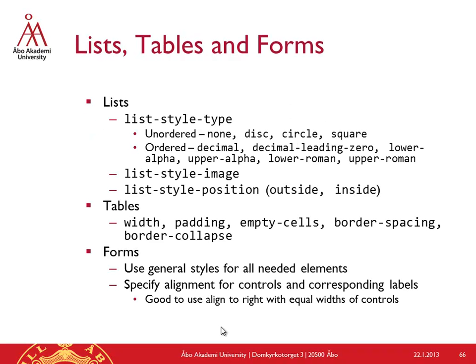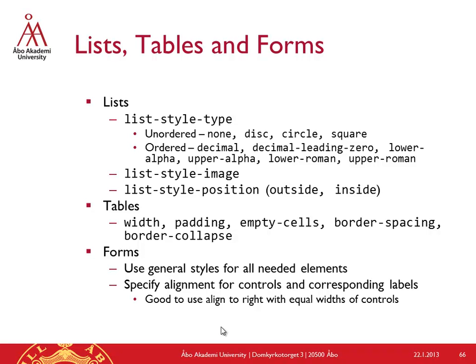With lists, tables, and forms, you can have these properties. You can specify a style for lists, or if it's ordered or unordered, you can use different values or bullets for them. Or you can specify special images for these bullets, for example. With tables, you can use these properties to specify the appearance, of course. And with forms, you have to follow some sort of guidelines.